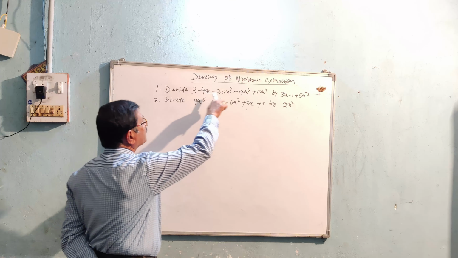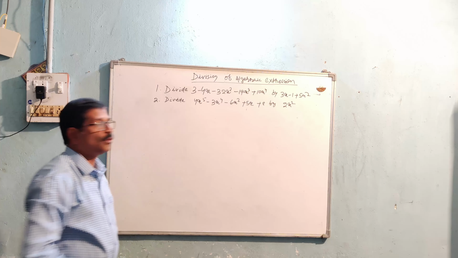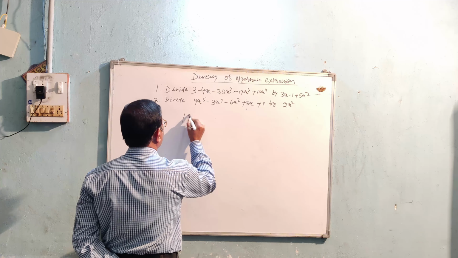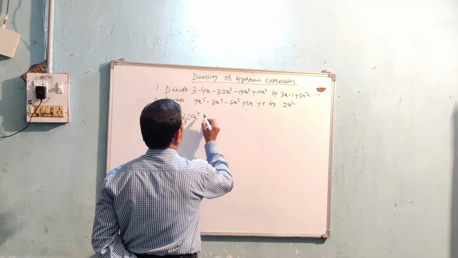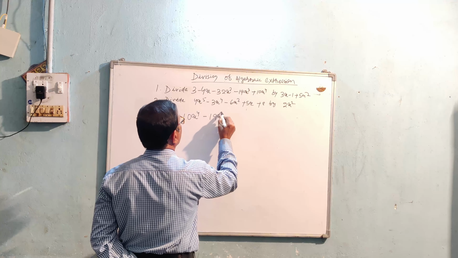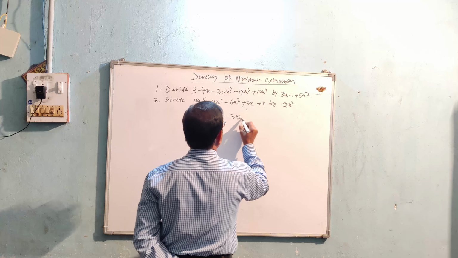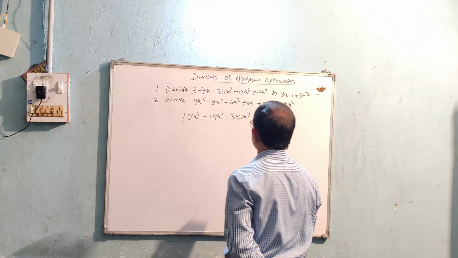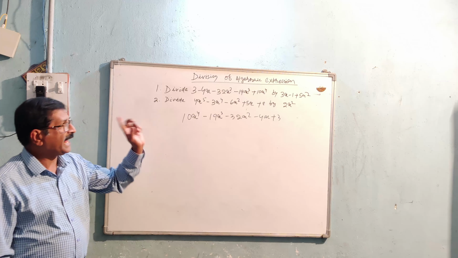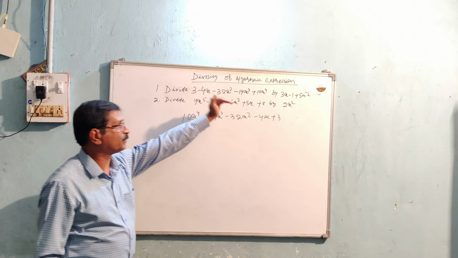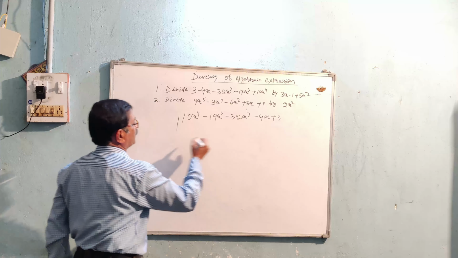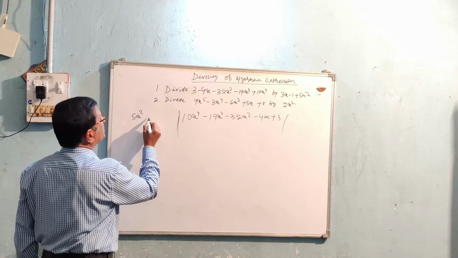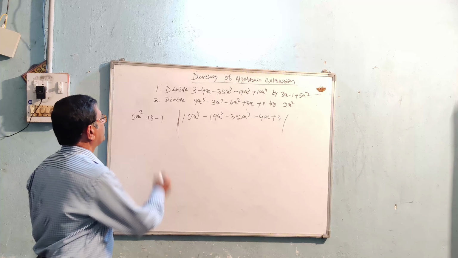Here you see x, x square, x cube and x4. So the power of x4, that is 10x4, in descending order, we have to arrange this one first: 10x to the power 4 minus 19x cube minus 32x square minus 4x plus 3. That I have arranged, this dividend. And the divisor is also given in another way, so I have to arrange it in the same descending process. You have to write 5x square plus 3x minus 1.